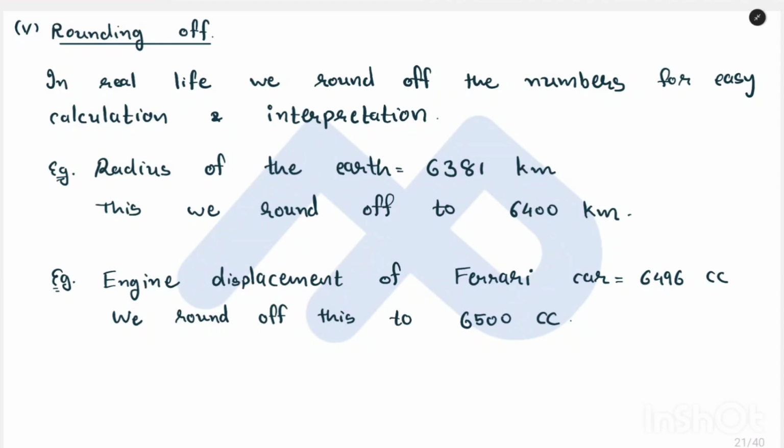All this is done to make the mental calculation very easy, as well as when we are conveying any data to another person, and that data is, let's say, vocal data. You are conveying the data roughly. In that case you always round off the numbers. I'll give one example here.